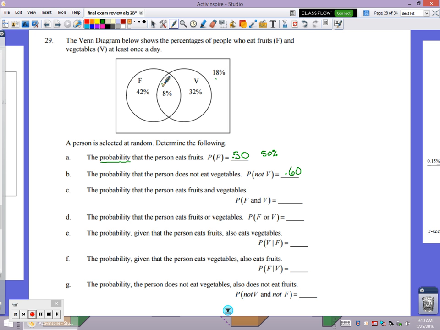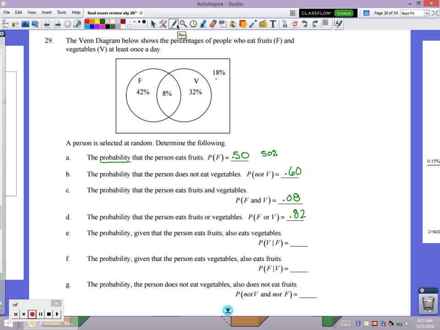Fruits and vegetables would be this section right here, 0.08. All right. The probability the person eats fruits or vegetables. Fruits or vegetables could be any of these. So we're going to add up all 3 of those, and we end up with 82.82.